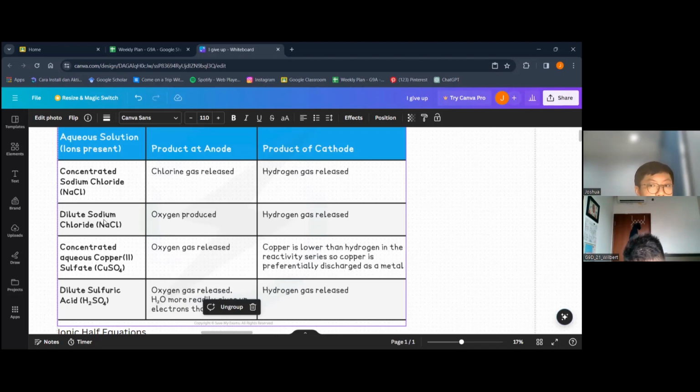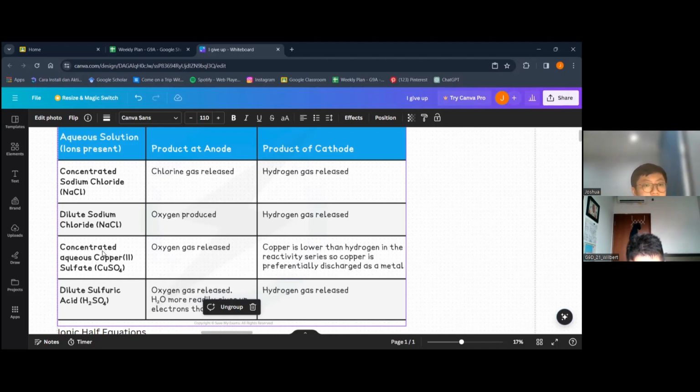So for dilute sodium chloride, the product at the anode is oxygen. And why is it not OH, right? Well, technically, OH is basically oxygen and hydrogen, and hydrogen is normally at the cathode. So at the anode, it's just oxygen if it's dilute, because there's more water than there is sodium chloride. And at the cathode, of course, it's still hydrogen because sodium is very reactive.